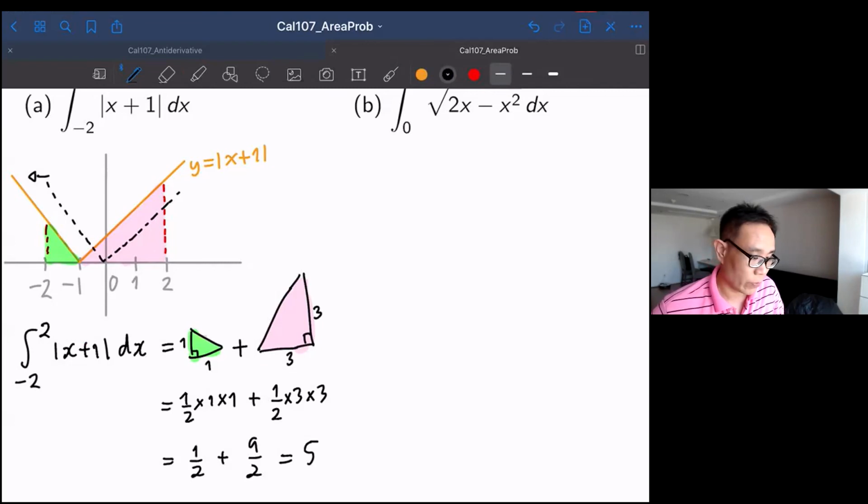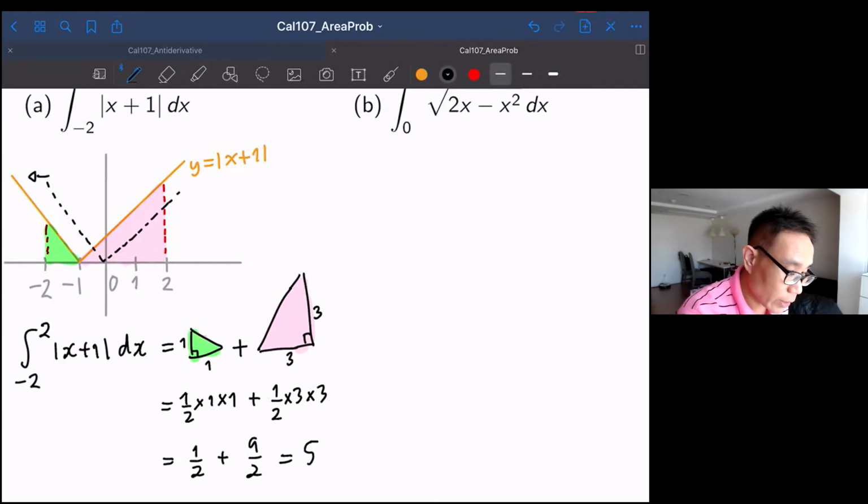Okay, so that will be your desired area. So it's gonna come from the area of the pink triangle and the area of the green triangle.